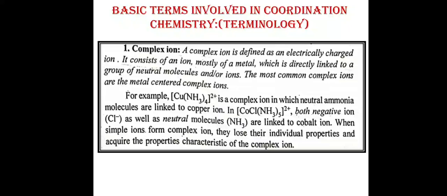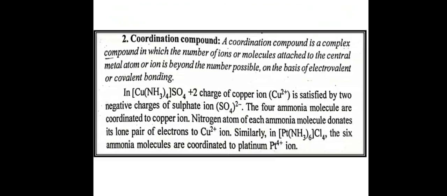When simple ions form a complex ion, they lose their individual properties and acquire the properties characteristic of the complex ion. The next term used in coordination chemistry is a coordination compound. A coordination compound is a complex compound in which the number of ions or molecules attached to the central metal atom is beyond the number possible on the basis of electrovalent or covalent bonding.